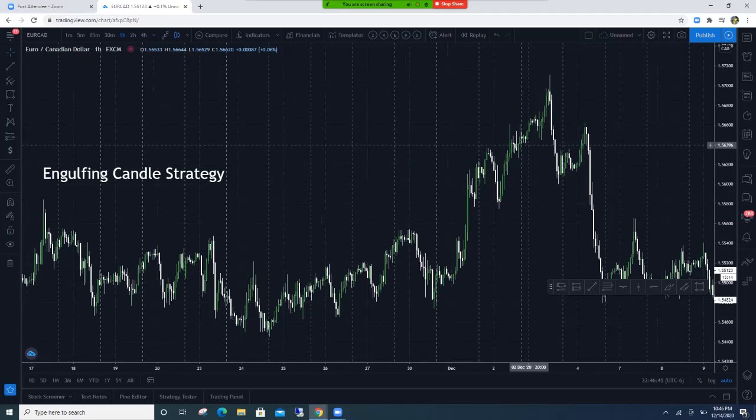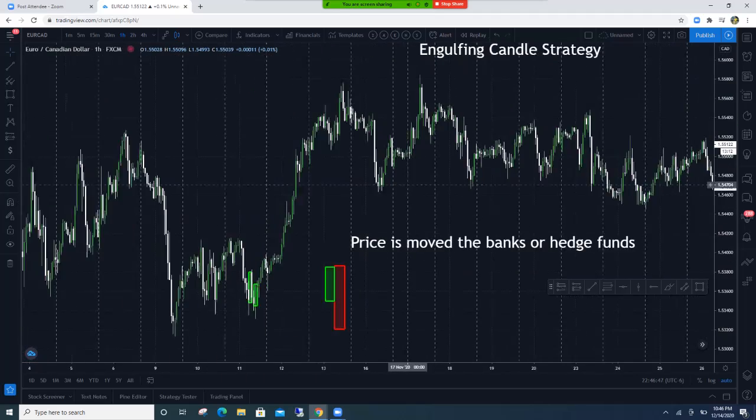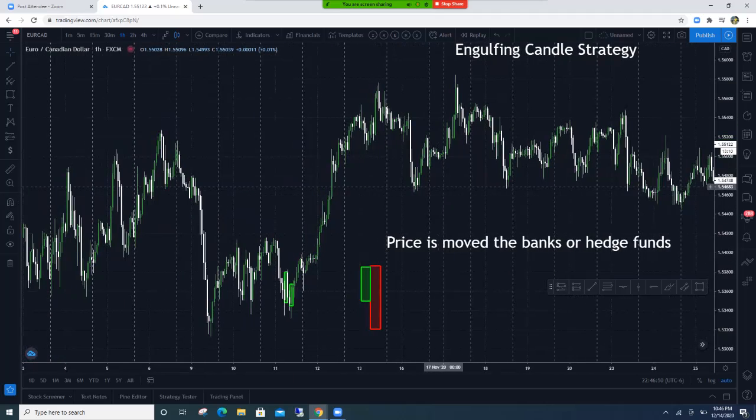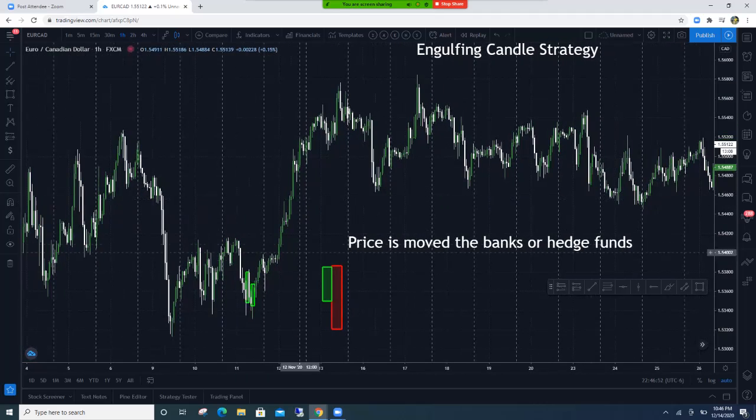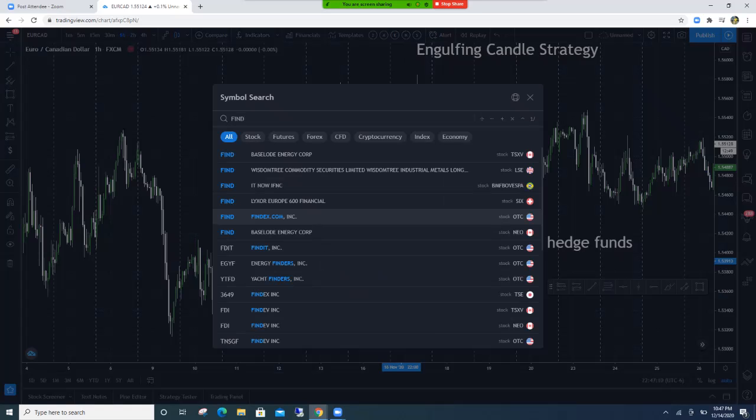Now that you know what engulfing candles are, what is the strategy? The strategy is to know where banks' interests are, to know where banks are planning on making their moves. So how do you do that? Well, one, you're still going to trade with the trend. So the first thing to do is to find the trend.